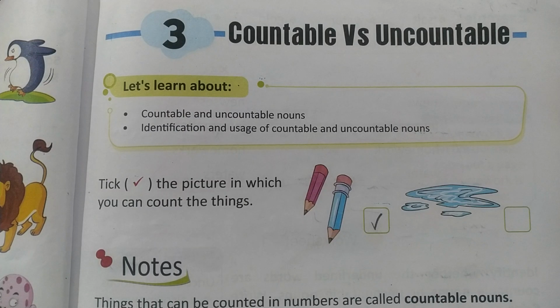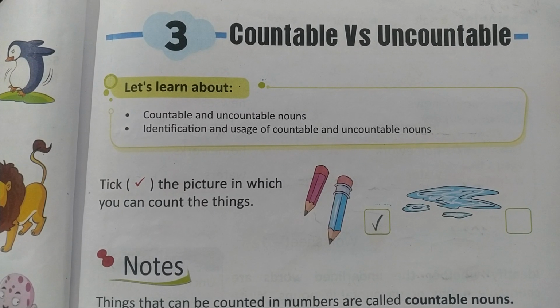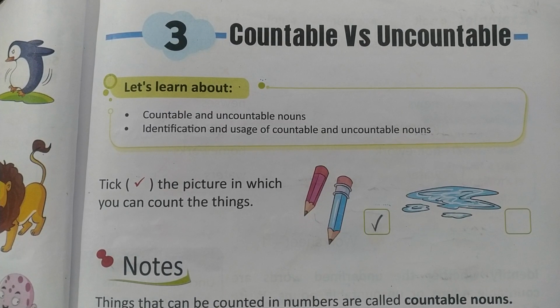Now if any of these can be counted, that means if there is a specific number for these nouns, for any name, for any place, for any animal or for anything, if there is a specific count or a number, then it is a countable noun. And if that noun cannot be counted, it is known as an uncountable noun. So let us see how to identify and use countable and uncountable nouns.